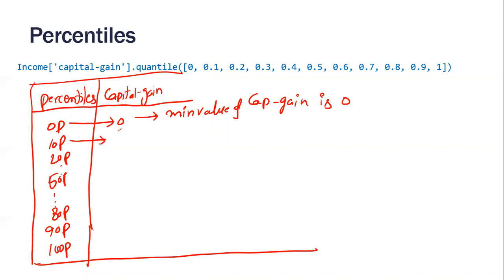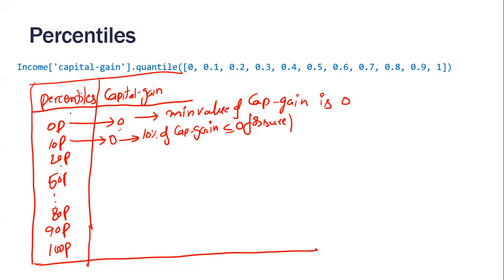How much is the 10 percentile value? It is 0 in your case. From here, I can make two statements. Statement number 1: 10% of capital gain is less than or equal to 0 for sure. If the 10 percentile value is something, then we can say 10% of this variable is less than or equal to that value for sure. In this case, it is actually equal to 0, but less than or equal to covers both. Is it a right statement?